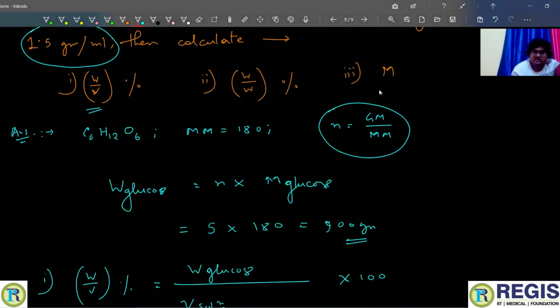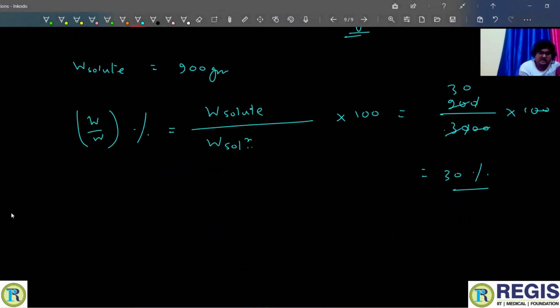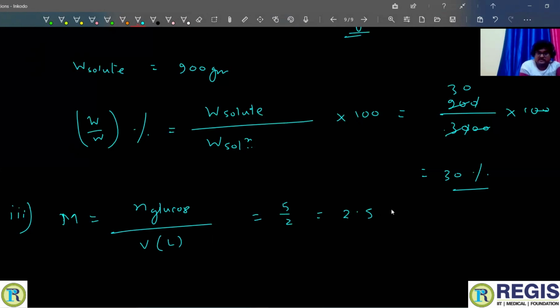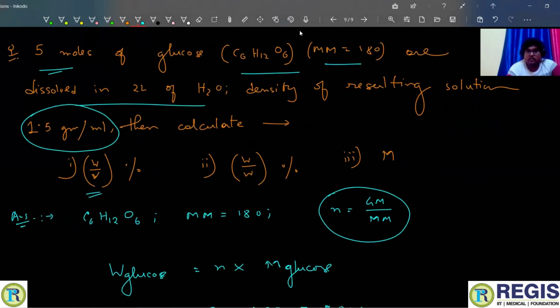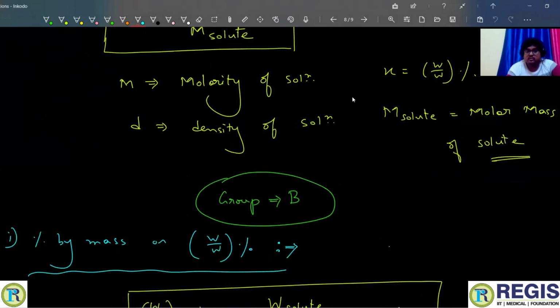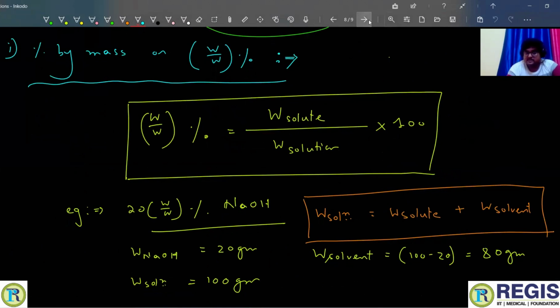And the third part, what you have to find? You have to find the molarity. What is the formula for molarity? Molarity is number of moles of solute, which is given as 5, by volume of solution in liters. 5 by 2, that means 2.5. That is about molarity. Any doubt regarding this part? Tell me. Do you have any doubt? So that is the end of weight by weight percent.